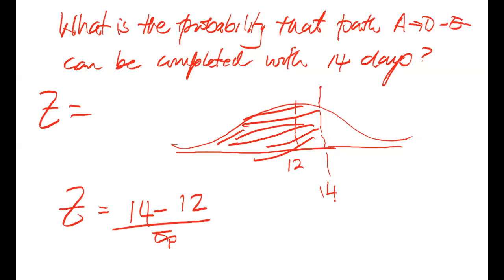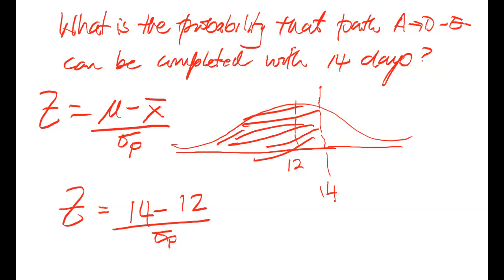ask-about time minus the calculated time from the network, divided by the standard deviation of the project. Good. So mu is used to represent the ask-about time, and bar x, which is the mean time, is the calculated time that you would have determined from the network. And sigma p is the standard deviation of the project.